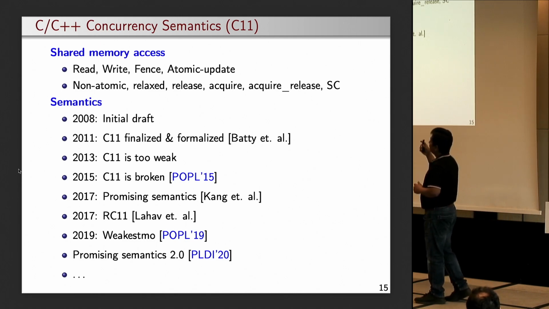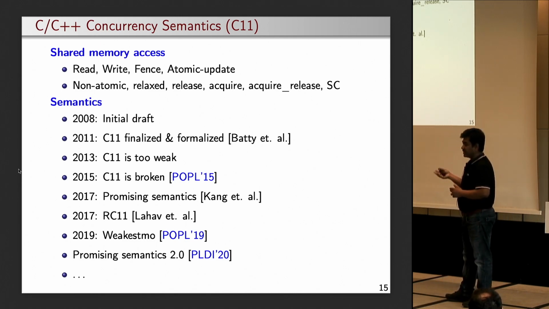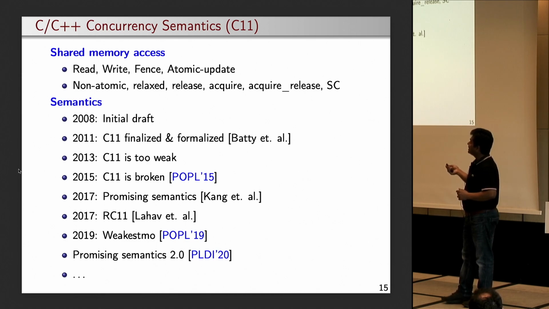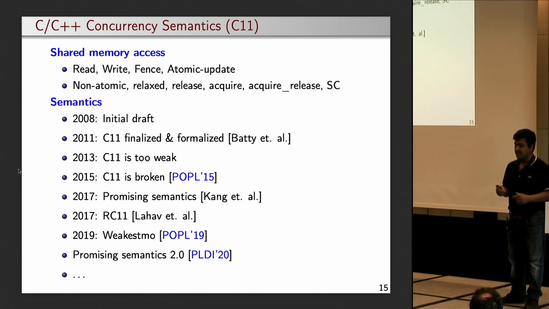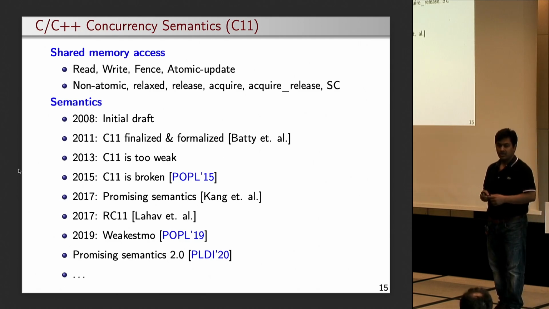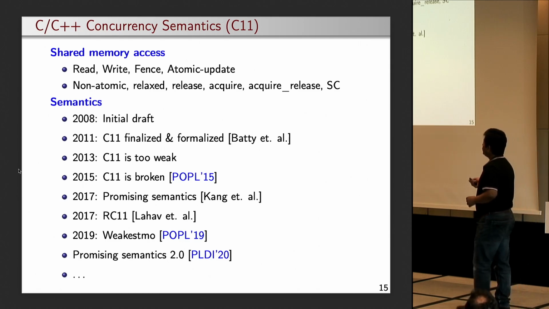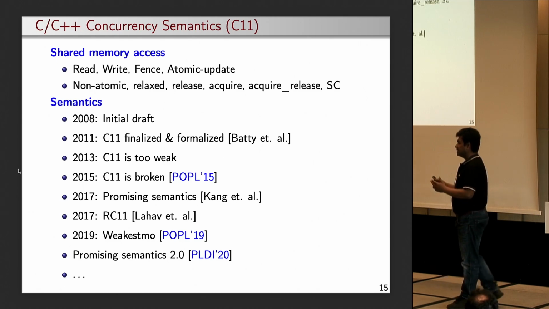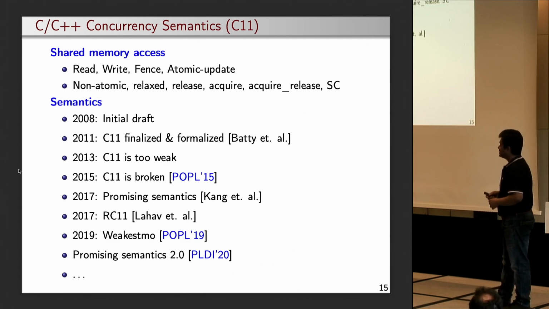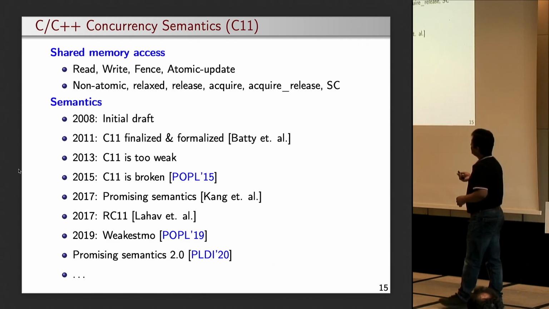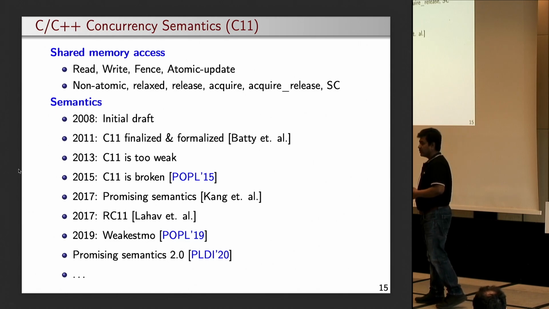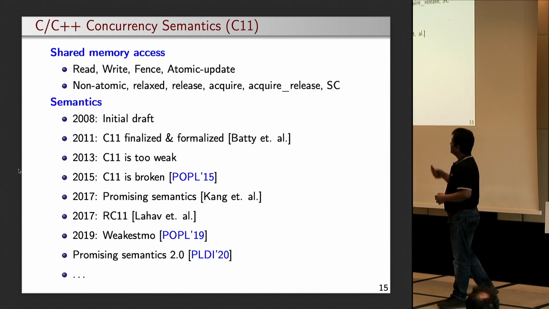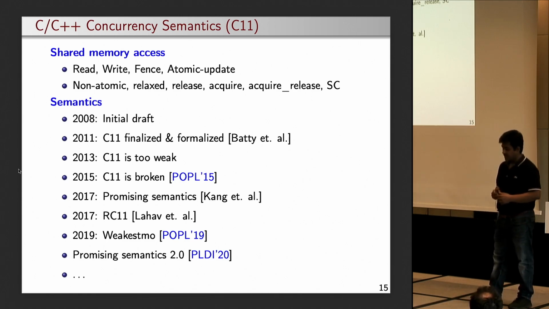Then it started drafting this model, and in 2008, the initial draft came in as the first concurrency model. And in 2011, the draft was finalized with several iterations, with discussion with the researchers in the semantics world. And a mathematical formalization was released in the same year, in 2011.